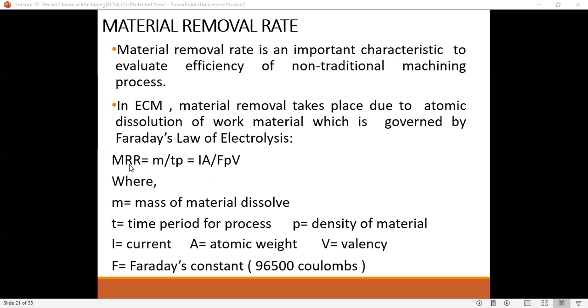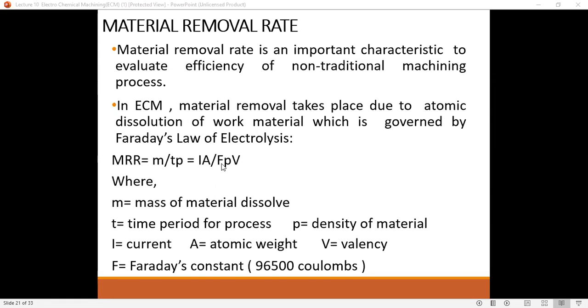So MRR is equal to m, the mass of the material dissolved, divided by t, the time period of the process, and ρ, the density of the material. This can be extended into this, where I is the current, A is the atomic weight of the material that's being dissolved, the workpiece material atomic weight. So current times the atomic weight, divided by F. F is basically the Faraday constant.